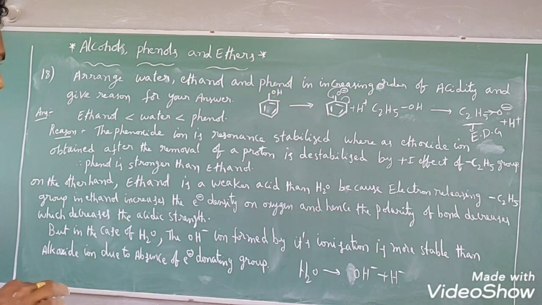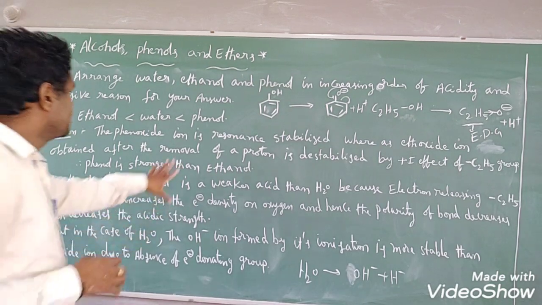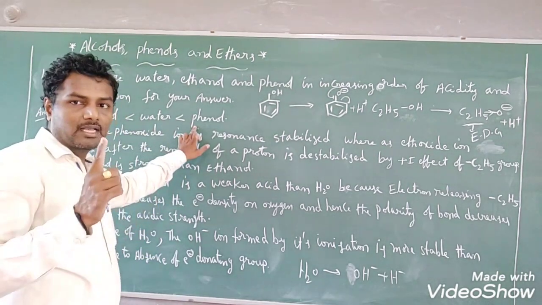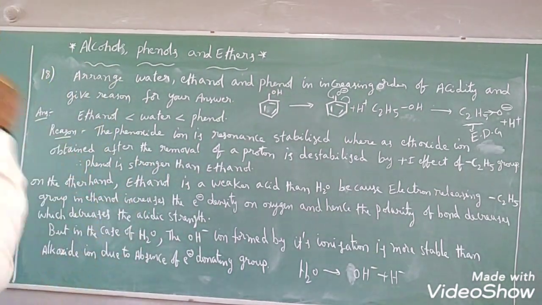I hope everybody understood. There is a chance to ask a 2-mark or a 3-mark question. This is the reason. Only the order means 1 mark. There is a chance to ask the reason for 2 marks, students. Okay? Copy this one.